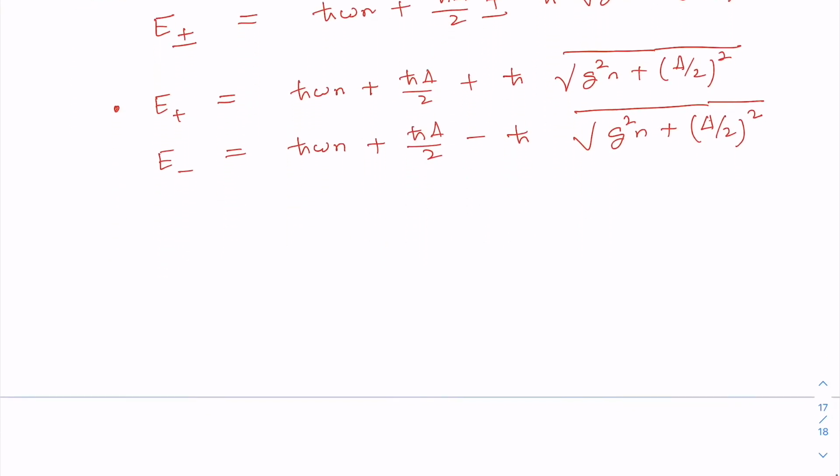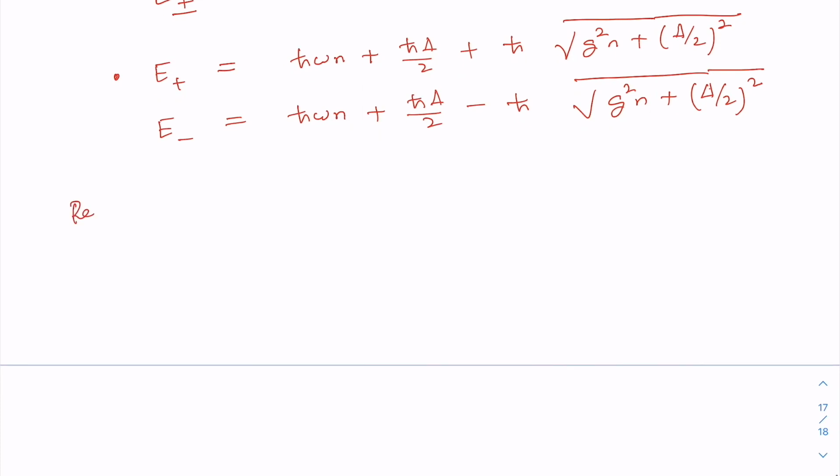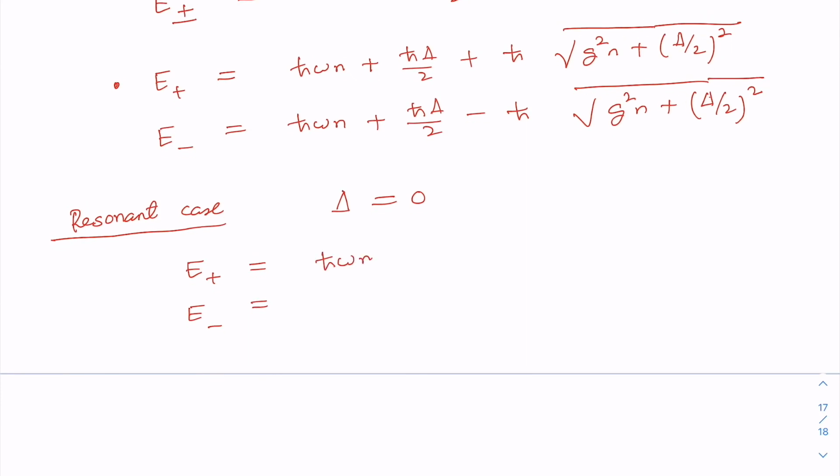Now let us consider the resonant case. It is simple to understand. In the resonant case, the detuning parameter delta is equal to 0, so we will have these energy levels: E plus is ħωn plus ħz√n, and E minus is ħωn minus ħz√n. That means the energy level is getting split into two parts.